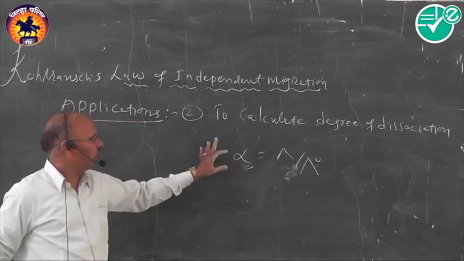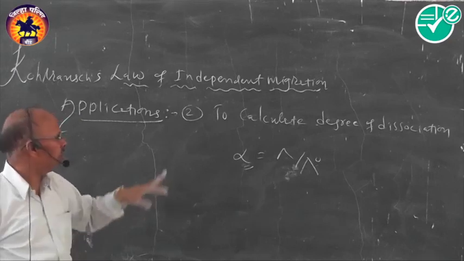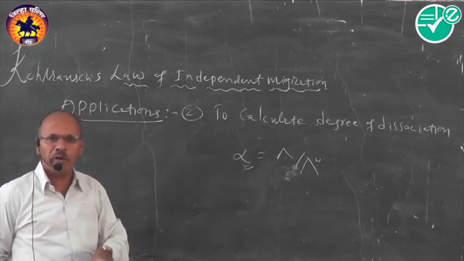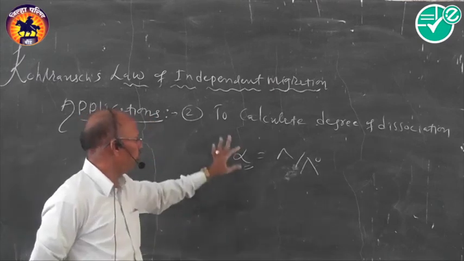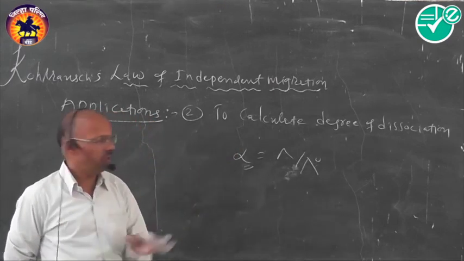In this fashion, we can elucidate Kohlrausch's law of independent migration. The remaining topics we will continue in tomorrow's lecture.